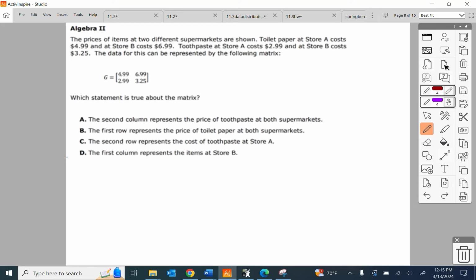The prices of items at 2 different supermarkets are shown. Toilet paper at store A cost $4.99. You can kind of see it right there. And at store B it's $6.99. So what I just learned is the top row is toilet paper. Because I can read. Toothpaste at store A costs $2.99 and store B costs $3.25. So the bottom row is toothpaste. The first column is store A, the second column is store B.